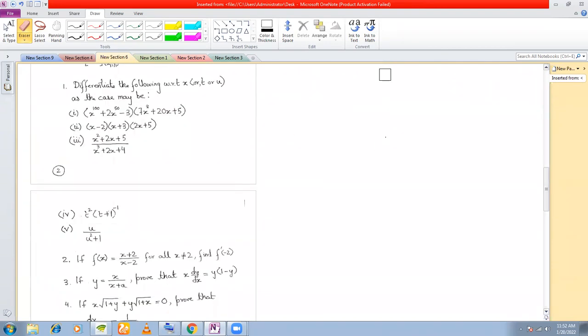Okay, let's see. First one, part 1. Differentiate the following with respect to x or t or u, whatever the case may be. It depends on what variable is there. In this case, the function is in terms of x. So let f(x) be equal to, so the variable here is x, (x to the power of 100 plus 2x to the power of 50 minus 3) into (7x to the power of 8 plus 20x plus 5).